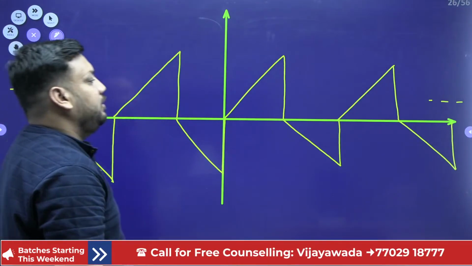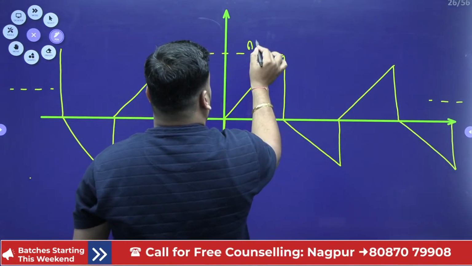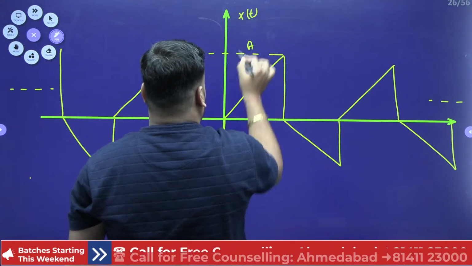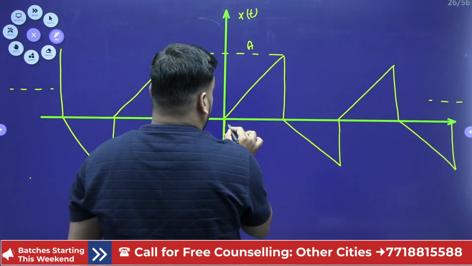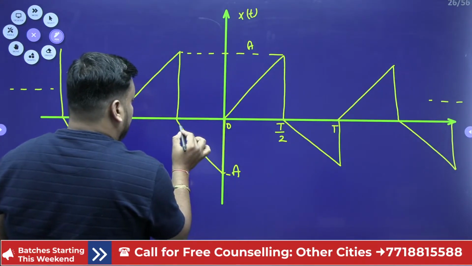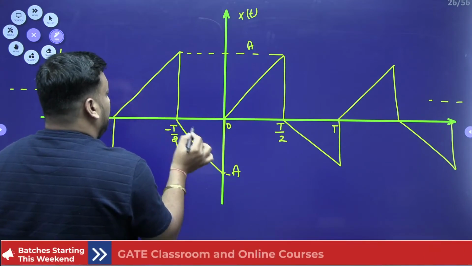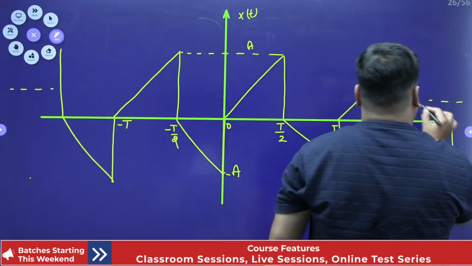Okay, tell me, does this signal satisfy the symmetrical condition? This is a periodic signal x of t with respect to t. It is minus a, it is 0, it is T by 2, it is T, it is minus T by 2, and it is minus T. Tell me, children, does this signal satisfy the symmetrical condition?